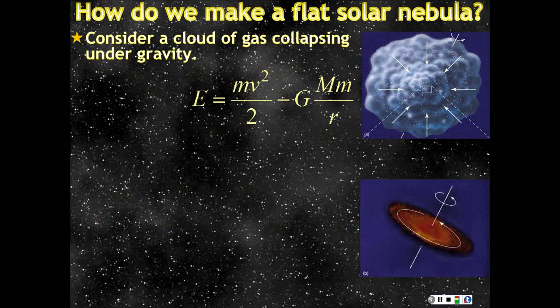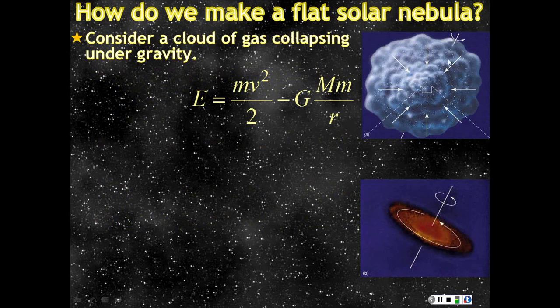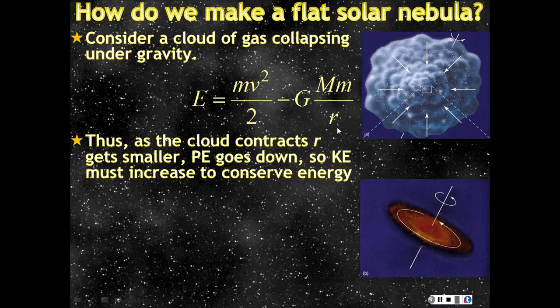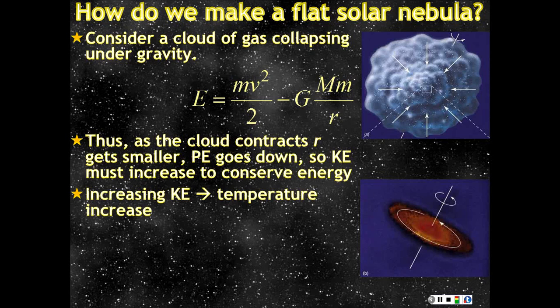Well, if we have a collapse under gravity, here we have a cloud, it's collapsing, and it's spinning about this axis here. And it has energy that is given by the kinetic and the potential energy. As it collapses under gravity, you're converting potential energy to kinetic energy. And so your particles are moving faster. But as the particles move faster, their temperature is higher. They have more energy. That is what temperature is. And so it's getting hotter and hotter. Increasing kinetic energy gives increasing temperature.